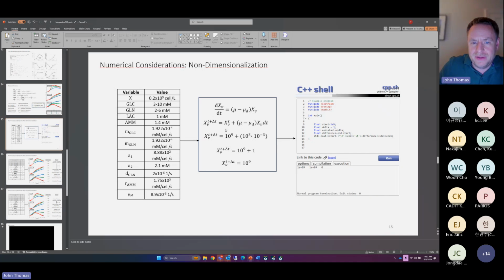If I have a cell density that's typically measured on the order of 10 to the 9 cells per milliliter, my growth rates are going to be on the order of 10 to the 3 cells per milliliter per second. But my time step is 10 to the minus 3. Most computers, especially using single precision, can't add that. 10 to the 9 plus 1, they'll see as 10 to the 9.